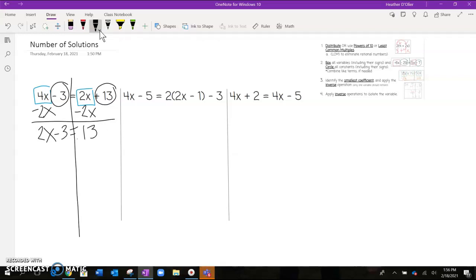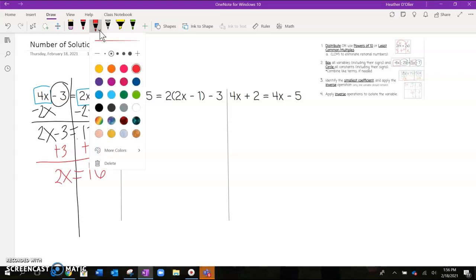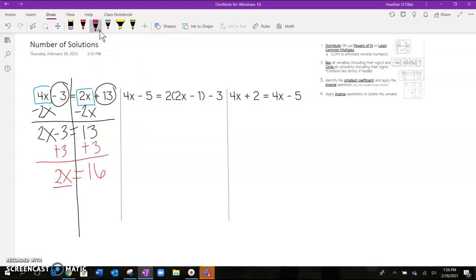Now I'm going to solve this like a normal equation. Okay. I'm going to add 3 to both sides and get that 2x equals 16. Well, now that means I need to divide by 2.